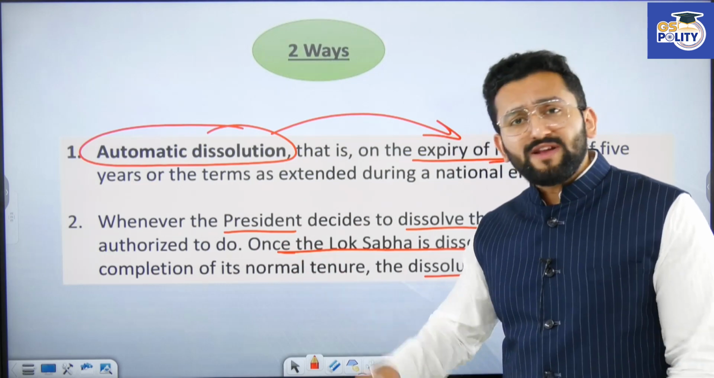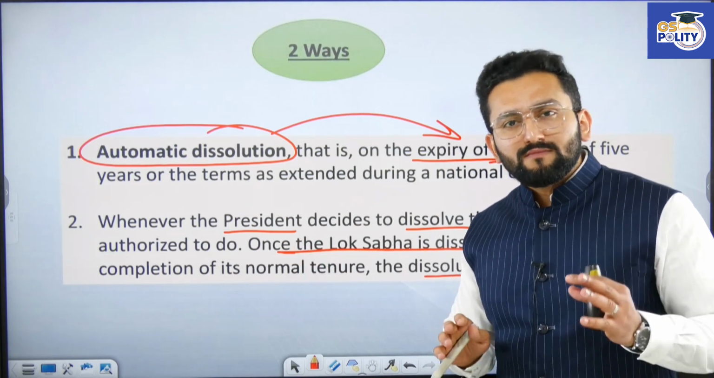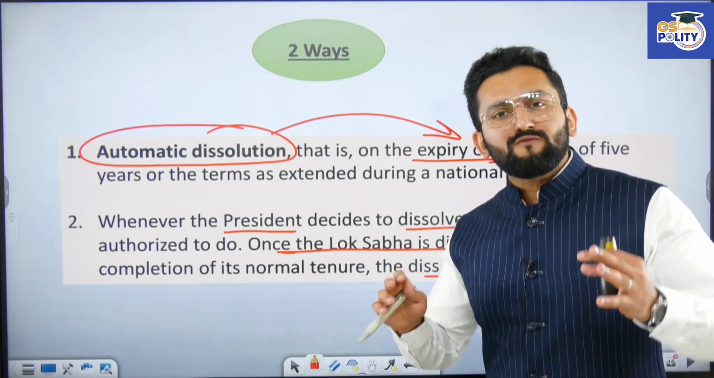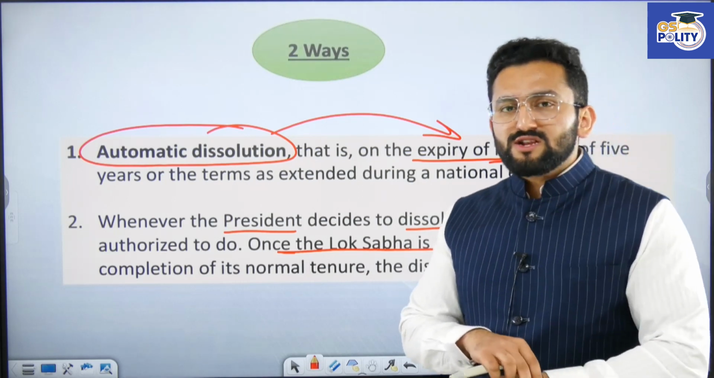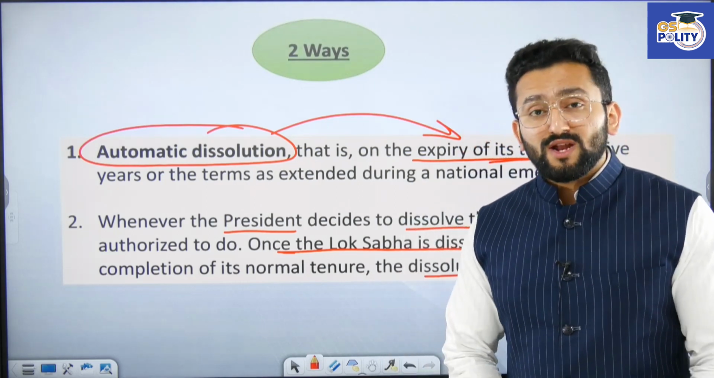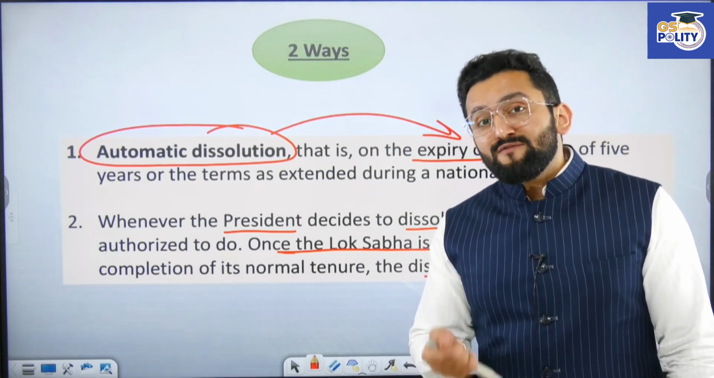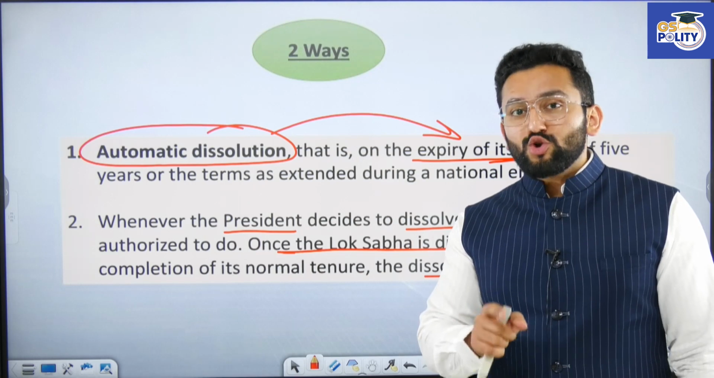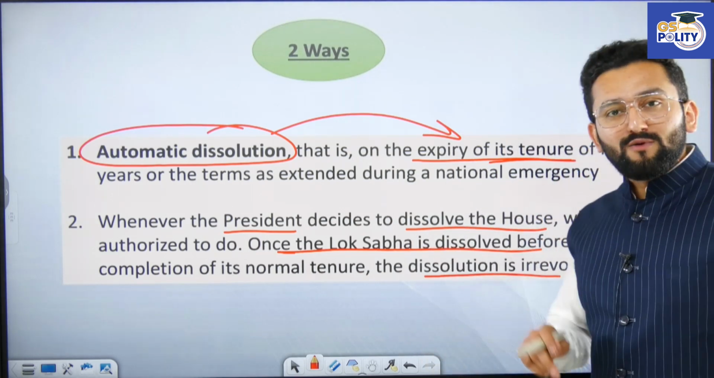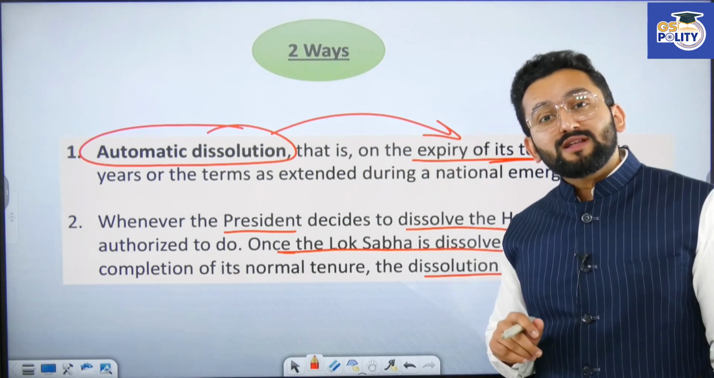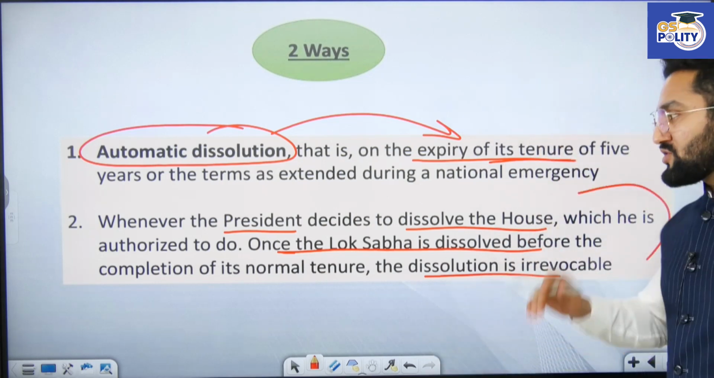And another is abnormal. Abnormal means in between. The Prime Minister can recommend to the Honorable President, sir, I'm done with Lok Sabha, I want fresh elections. Then the President will say, okay, I'm listening to your will, and since Article 74 says that you are there to aid and advise me, I'm going to listen to your advice. I'm dissolving Lok Sabha. There will be flash elections, like it was done during Indira Gandhi's time after the national emergency. So there are two ways of dissolution.